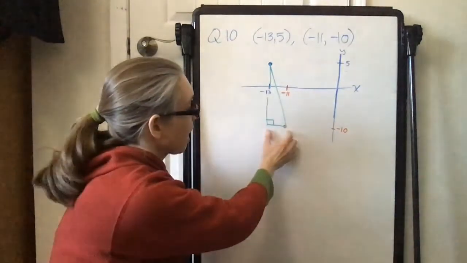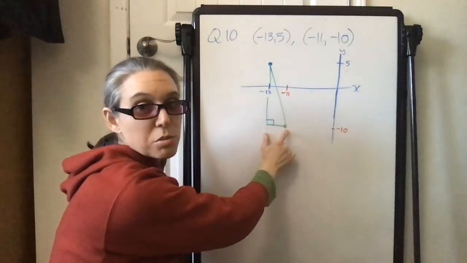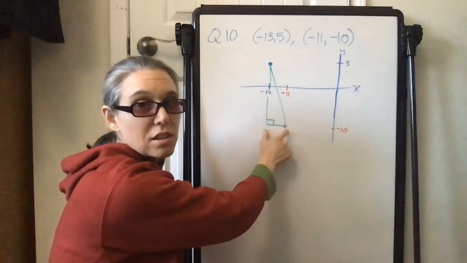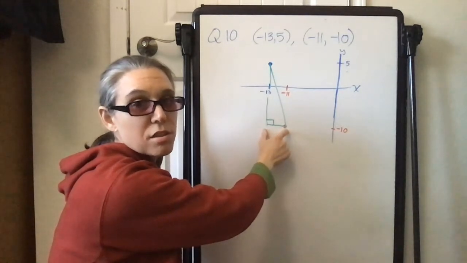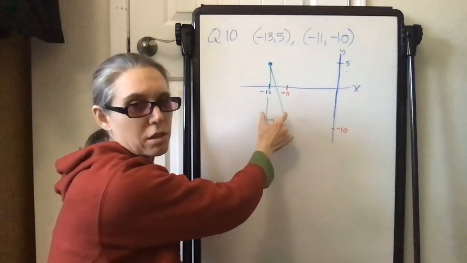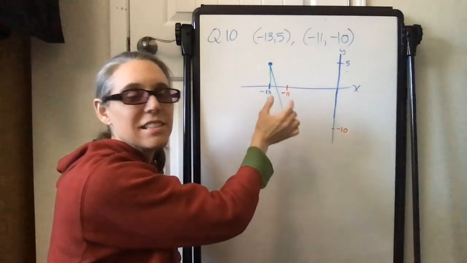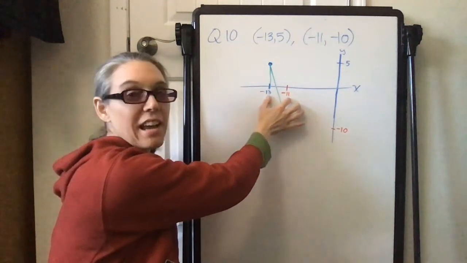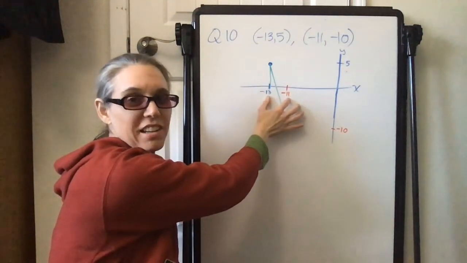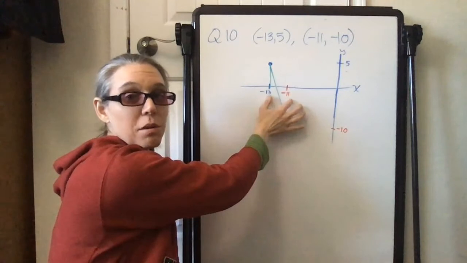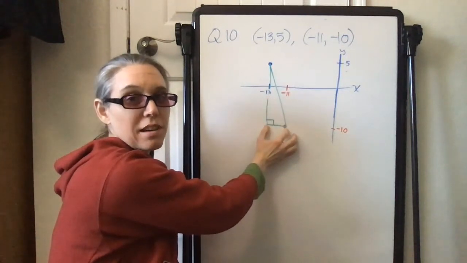So what we want to do is to ask, what is the horizontal distance between these 2 points? And the horizontal distance between these 2 points is 3. Why? Not 3. 2. Why? Because the distance between -11 and -13 on the number line is 2. These numbers are 2 apart from each other. So we're going to label this side 2.